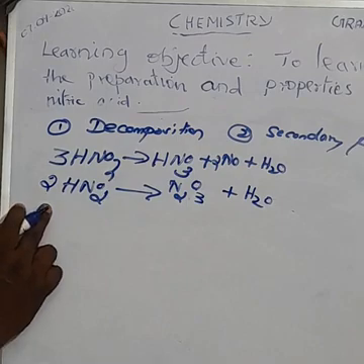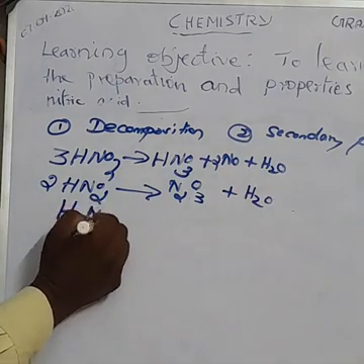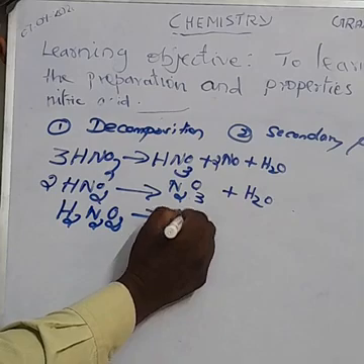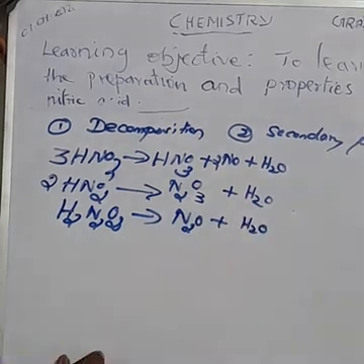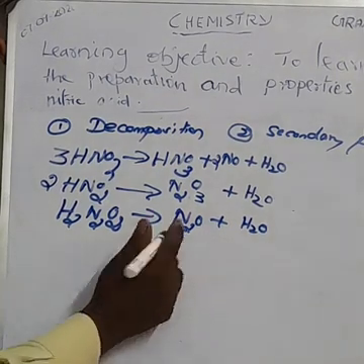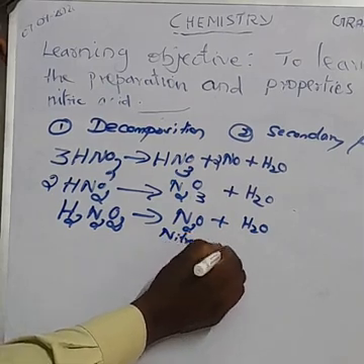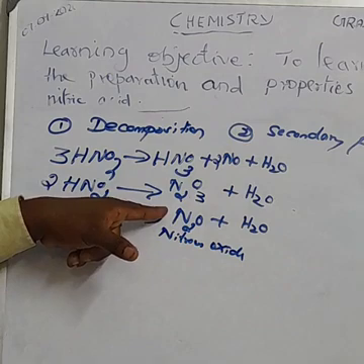Next, about hyponitrous acid, formula H2N2O2. On decomposition we get N2O plus water. Here what is the meaning of N2O? Nitrous oxide. This is nitrous acid, and this is nitrous oxide.